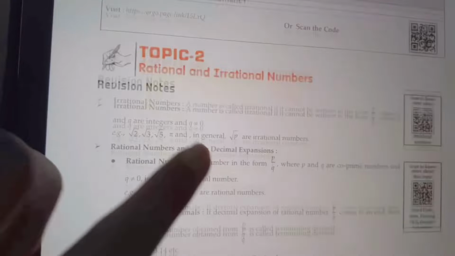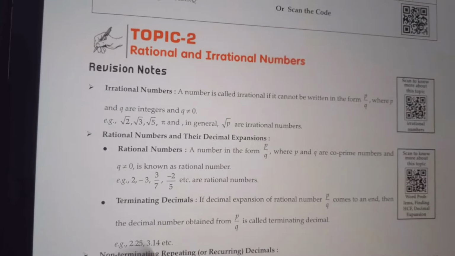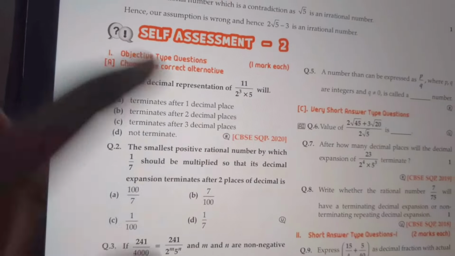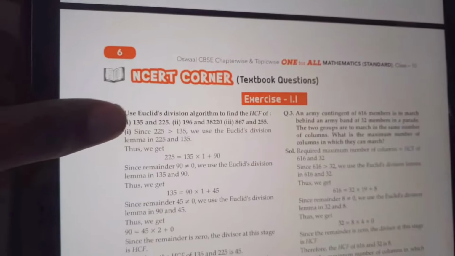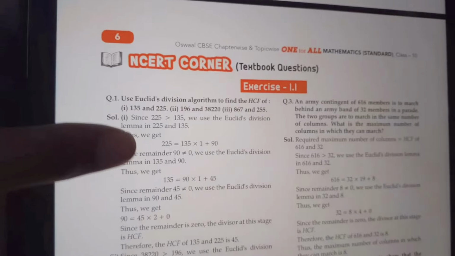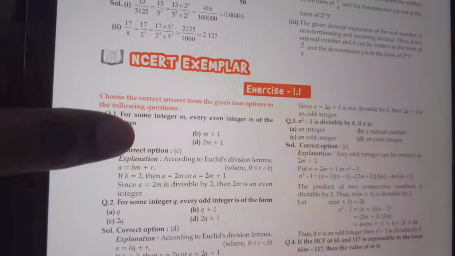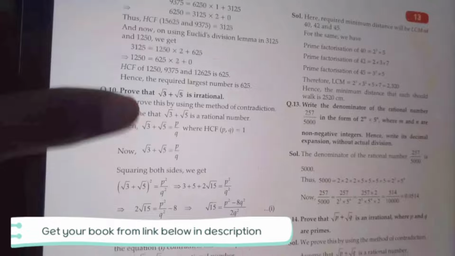As you can see here, we also have many self assignments to solve on our own, and an NCERT corner where we get all the NCERT solutions and the NCERT exemplar, exercise wise, question wise. So it's really helpful. And we also have something known as the board corner, in which previous year question papers and previous year important questions are shown.